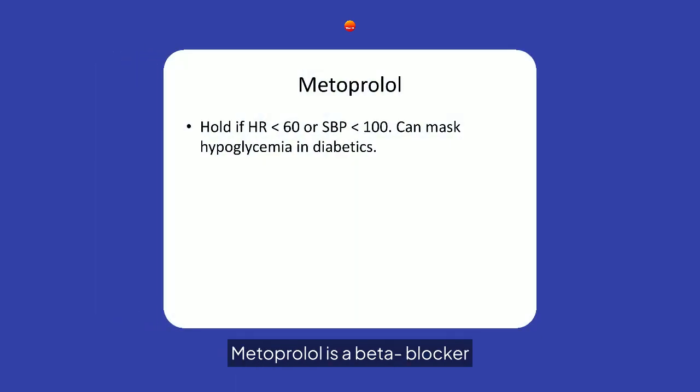Metoprolol is a beta blocker used for heart issues. Hold if heart rate is below 60 or systolic blood pressure is under 100. It can mask hypoglycemia symptoms in diabetics.